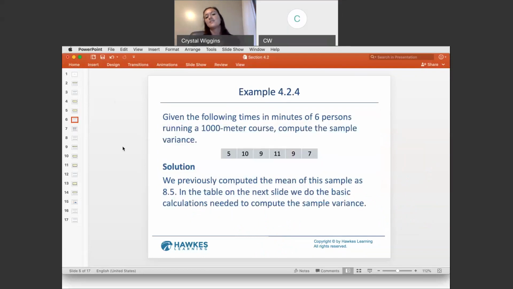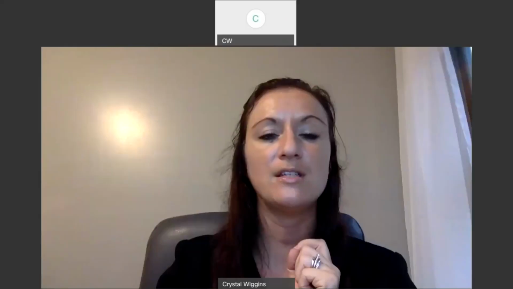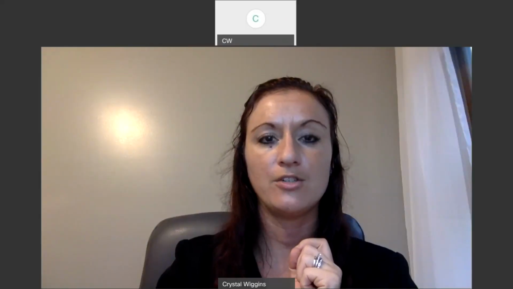Given the following times in minutes of a 6-person running a 1,000-meter course, compute the sample variance. Okay, I'm going to jump to Rguroo so we can practice this. We are going to create a very easy small data table in Rguroo using these values of 5, 10, 9, 11, 9, and 7. And I'm going to show you how to grab your summary statistics when you're just working with one column of data. So let me stop sharing this PowerPoint, and I am going to jump over to Rguroo.